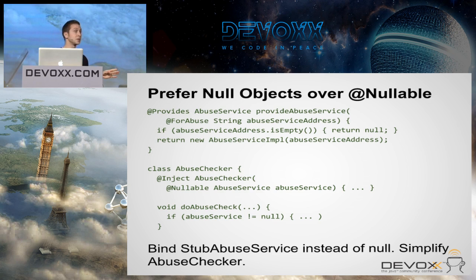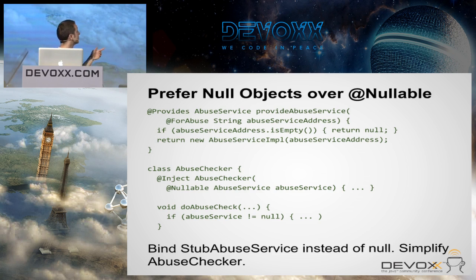I think even better than using nullable, though, is to prefer the null object pattern. In this example, at the top, we have this provider method, which is providing an abuse service. And one of the inputs to it is the abuse service to talk to. Maybe when we run the server locally for development, we don't really care about abuse checking, so we leave that flag empty. And so it's saying, if no abuse service is specified, return null for this binding. Otherwise, return the real one.